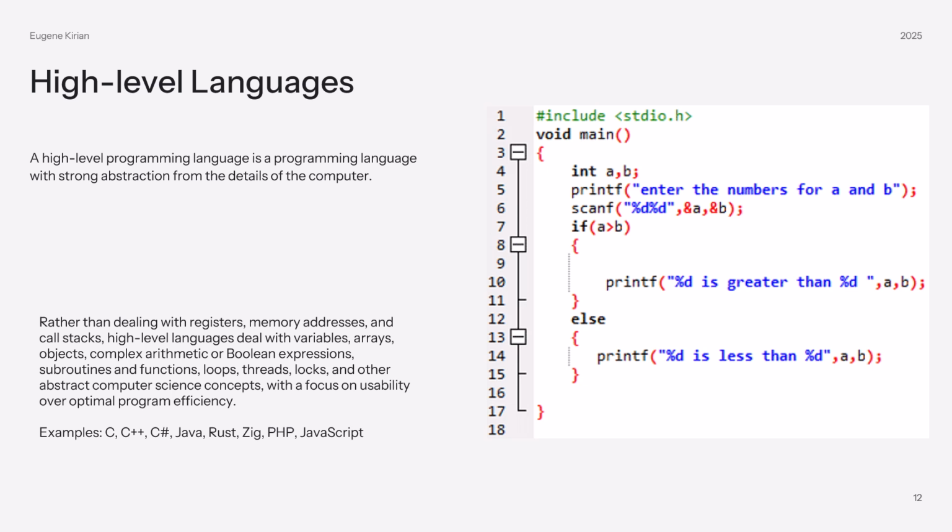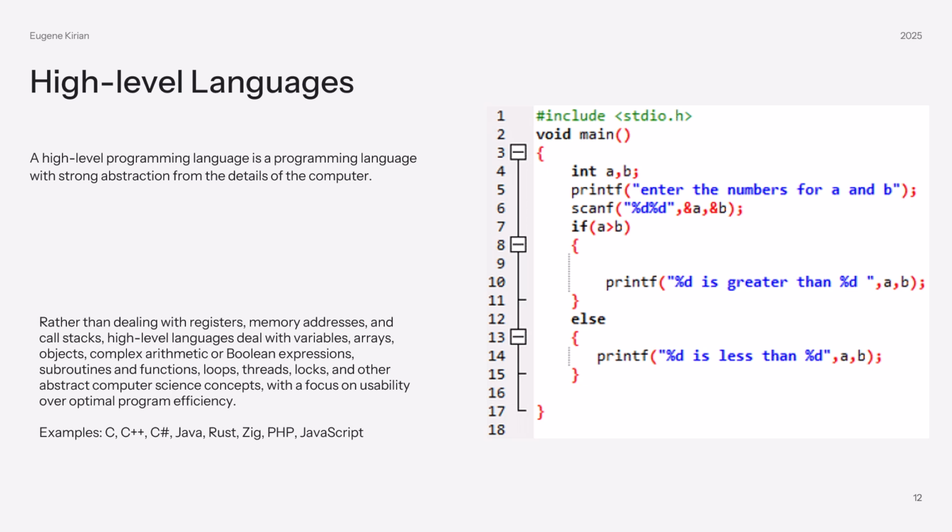High-level languages are programming languages that provide strong abstractions from the details of the computer. They allow developers to focus on the logic of their program without worrying about low-level details like registers, memory addresses, and call stacks. Instead, high-level languages deal with abstract concepts like variables, arrays, objects, and functions, making it easier to write and maintain code. They are designed with usability in mind, prioritizing ease of use and productivity over optimal program efficiency. Examples of high-level languages include C, C++, C#, Java, Rust, Zig, PHP, and JavaScript. These languages are widely used for building complex applications, web development, and more, thanks to their flexibility, expressiveness, and ease of use.